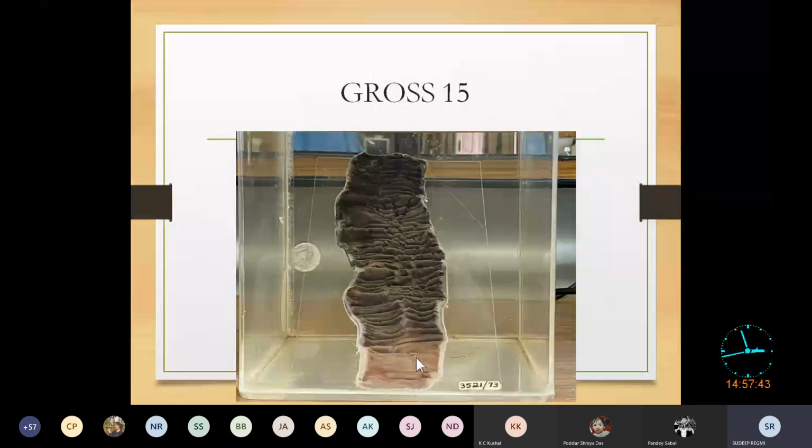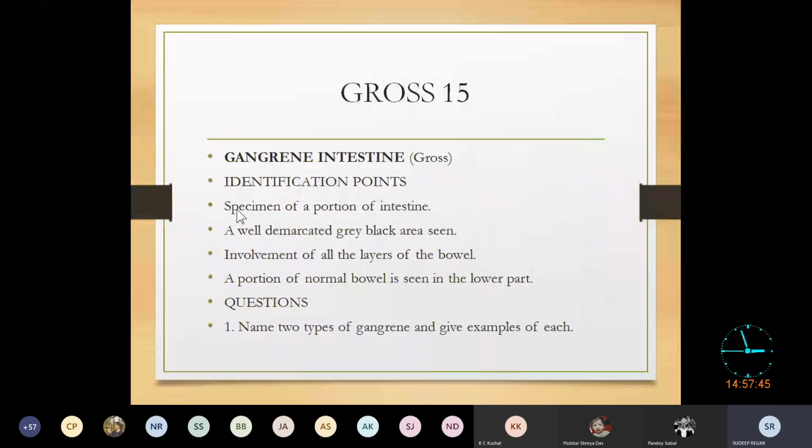So it is a specimen of a portion of the intestine where a well demarcated gray-black area is seen, and there is involvement of all the layers of the bowel. This is the front facing photograph, so we can't see from here whether all of the layers are involved or not. But in the exam you have to write there is involvement of all the layers of the bowel, and a portion of the normal bowel is seen in the lower part. So you have to write these things.